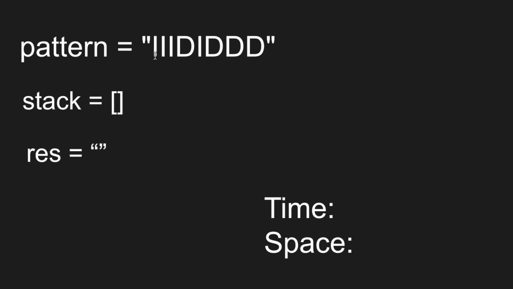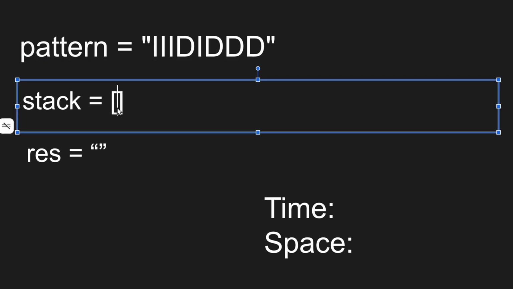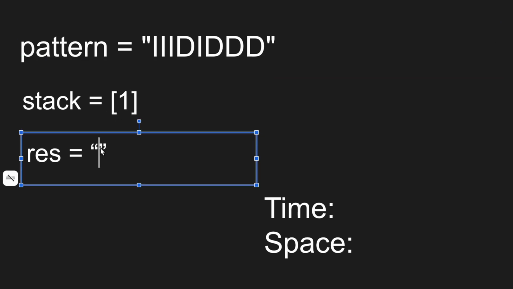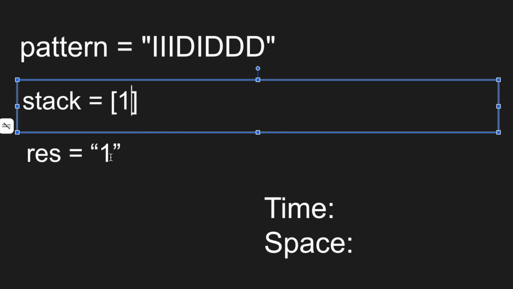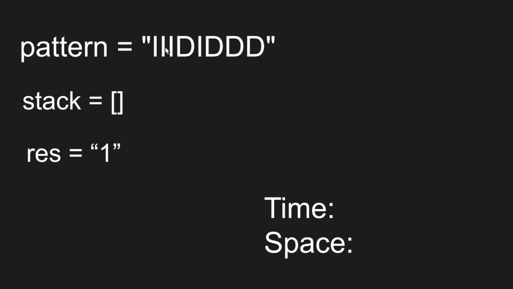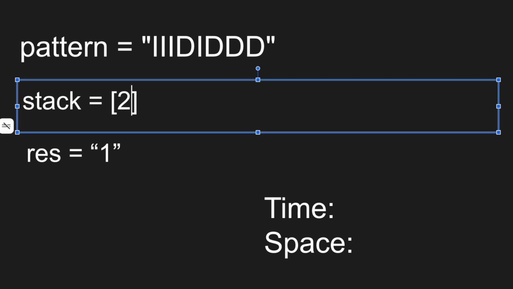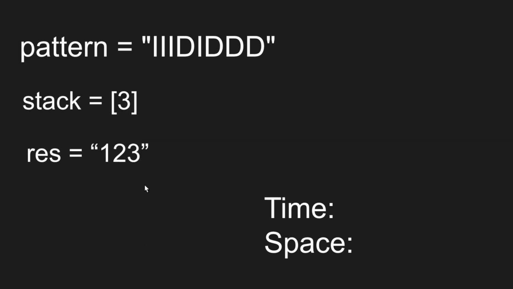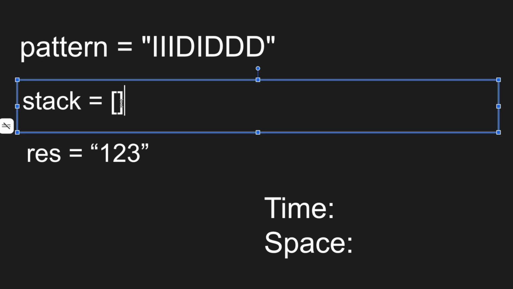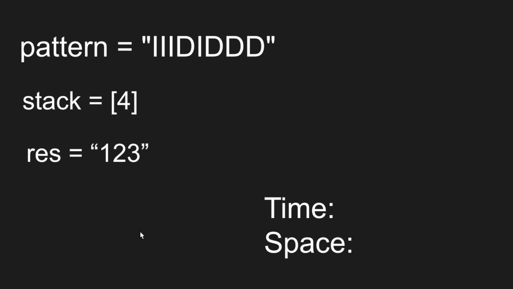First we come across the first I, so we will add 1 to the stack and immediately add it to the resulting string. As we add to the resulting string, we pop that element from the stack. Now at the second I, we add it to the stack, add it to the resulting string, and pop it. At the third I, we add it again to the stack, add it to the resulting string, and then pop it. Now we come to the D. For D, we just add it to the stack and don't touch it just yet.